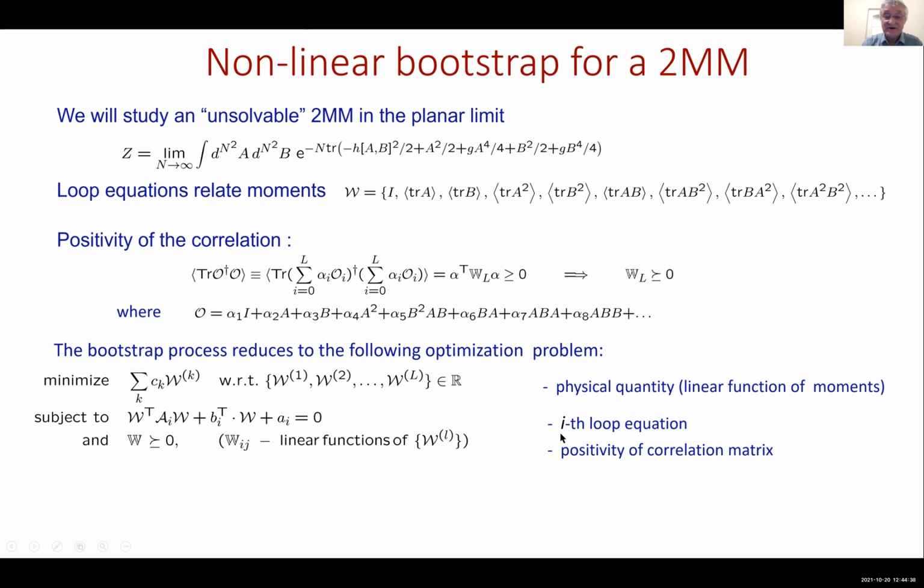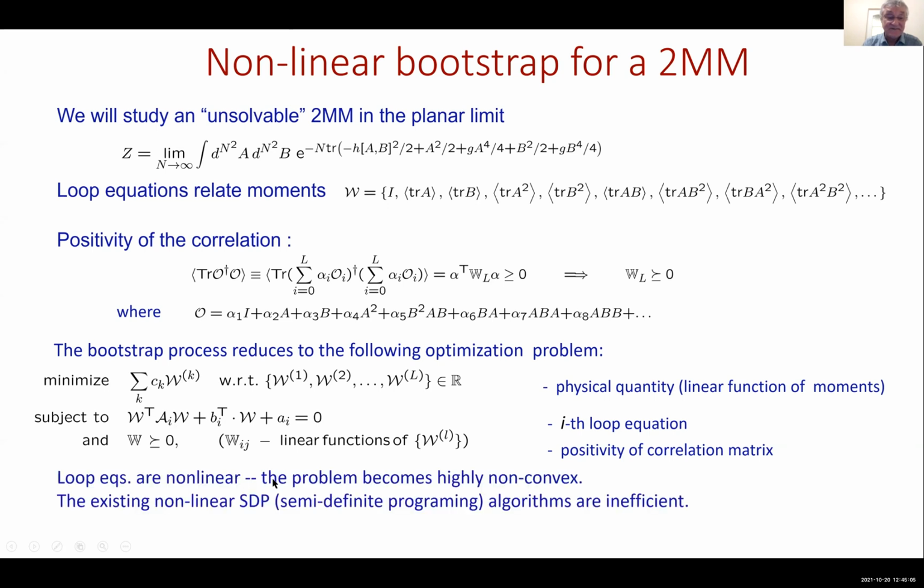We have a certain number of loop equations. This is the ith equation, which has quadratic form A_i. The equations are quadratic here, as you noticed on the previous transparency. You have a quadratic term, which comes from the splitting of the trace, and a linear term, which comes from the potential, the action. So we have to solve this problem. But the problem is nonlinear, and it is highly non-convex, which is always a big problem for optimization programs.